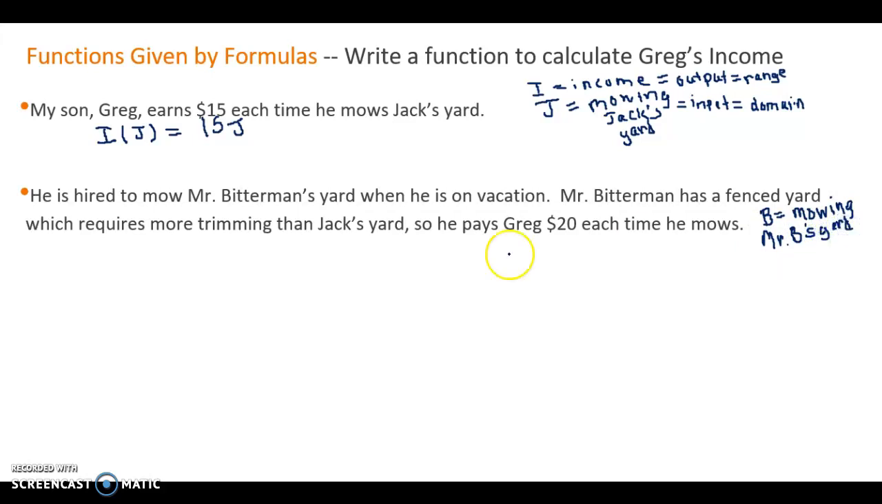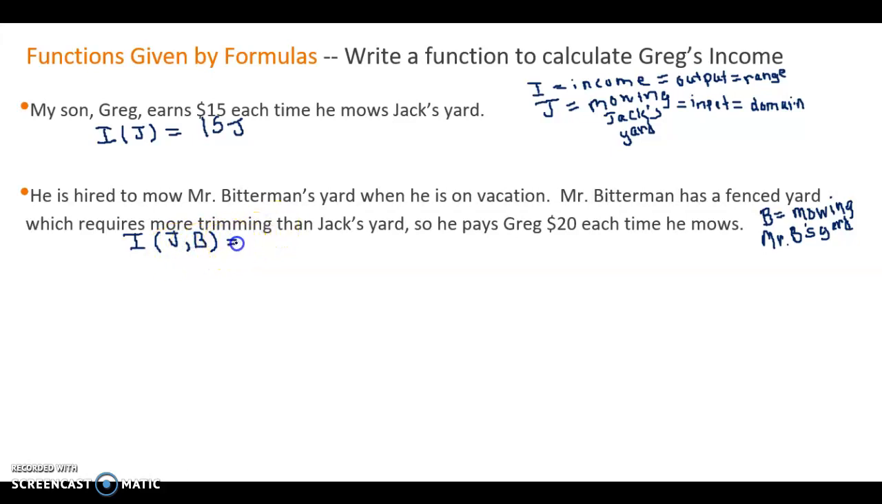And I'm going to expand my function. At least my experience in high school algebra is that we never worked with expanded functions, but in real life we do all the time because most of real life has more than one input. So we are still calculating income, but now my son has more than one way to get income. He can get income by mowing Jack's yard, or he can get income from mowing Mr. Bitterman's yard. So there are two separate inputs for this function.